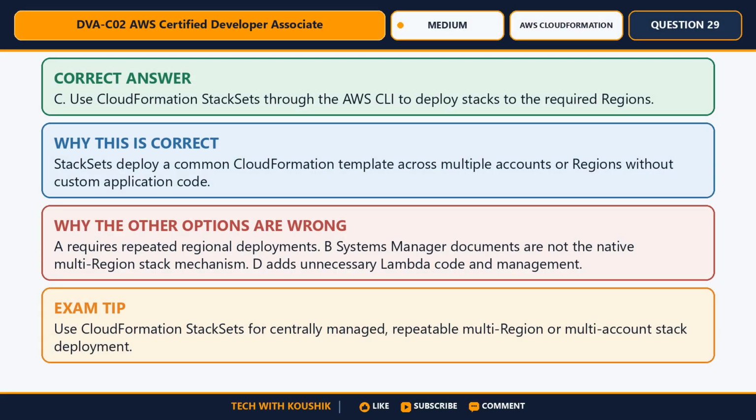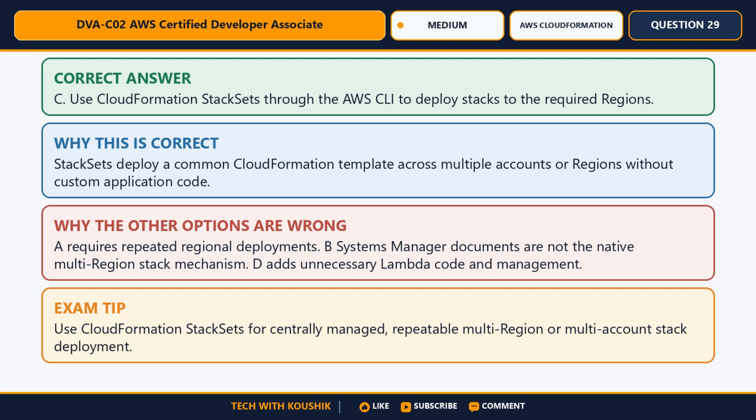The correct answer is C. Use CloudFormation stack sets through the AWS CLI to deploy stacks to the required regions. Here's why. Stack sets deploy a common CloudFormation template across multiple accounts or regions without custom application code. Why are the other options not correct?